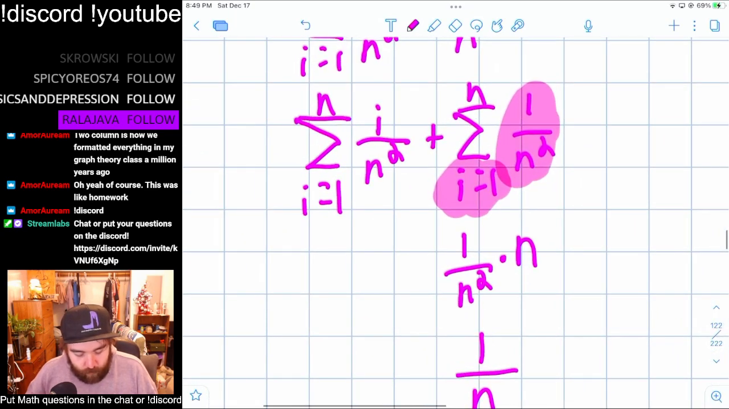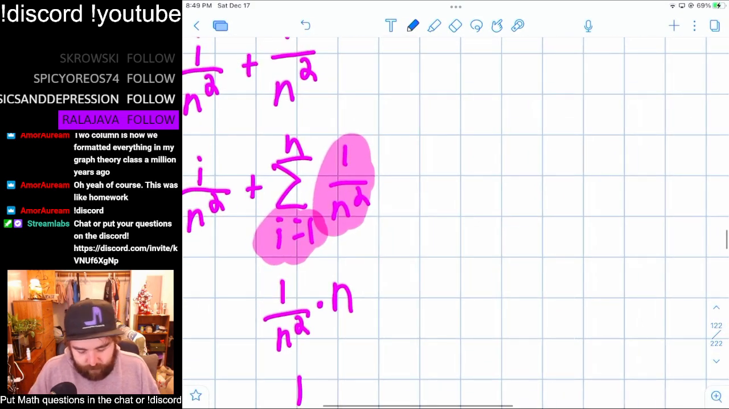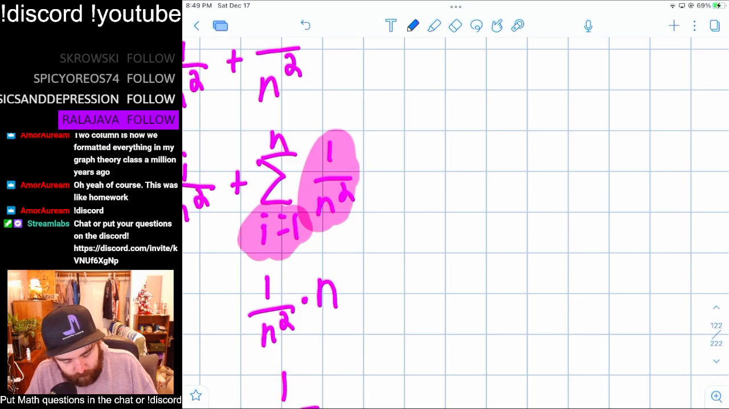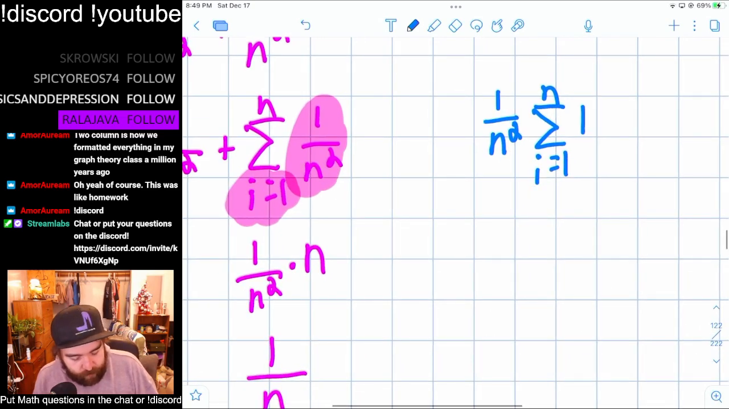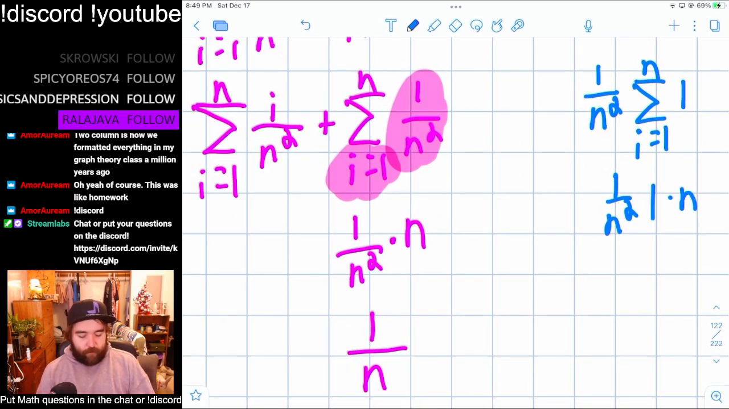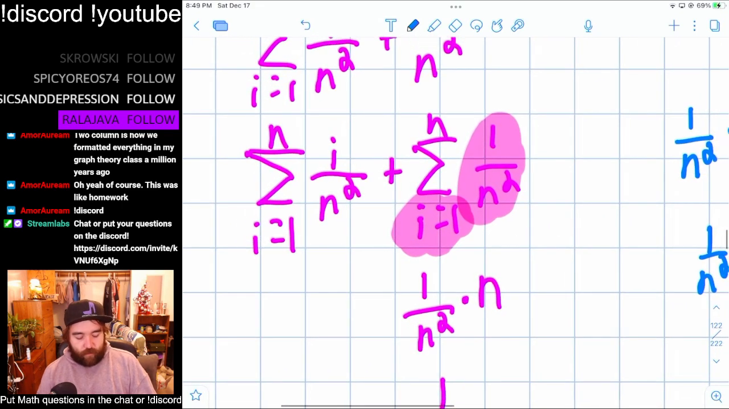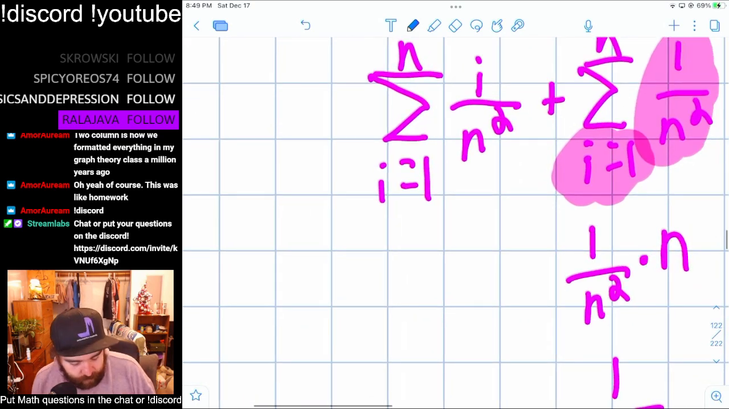And why is that different than what we did here? I just want to clear that up for myself. From here, if we wanted, we could have pulled that out to the front, right? And that would just leave us with a 1 on the inside. Then if we applied the same sigma formula, it would just be 1 times n times the 1 over n squared. So it's actually the same thing. That's why it might seem a little different than what we did here, but it's really the same kind of idea.